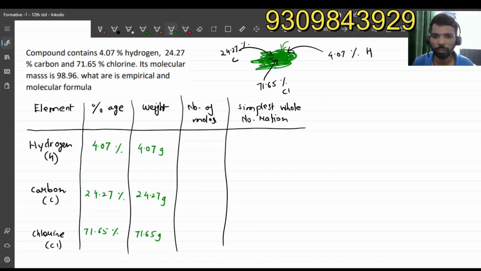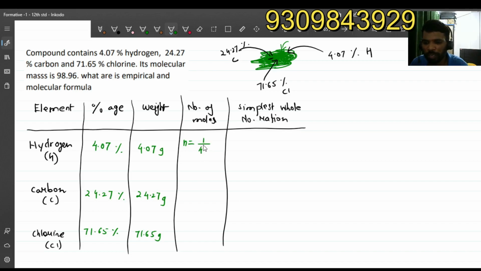So otherwise, if you are not choosing this to be 100, then you have choosing, let's say, 200 or 300, you will have to calculate 4% of 200, 300. So that's why I am recommending you should choose this to be 100. That's why this direct conversion. So what is the number of moles over here of the hydrogen? The atomic mass of the hydrogen is 1.